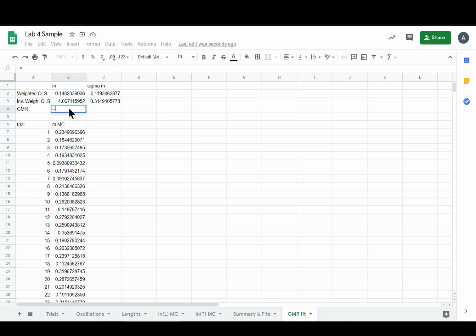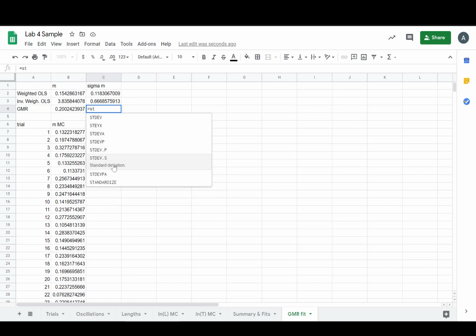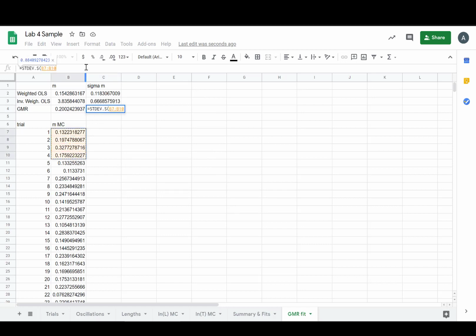So we'll do equals average. I'll just start it. I know this goes to 1006. So type it in, we're all set. And this one will be the standard deviation. So this will be equals STDEV.S, start it, and then awesome. So we have our standard deviation and we have our GMR slope.